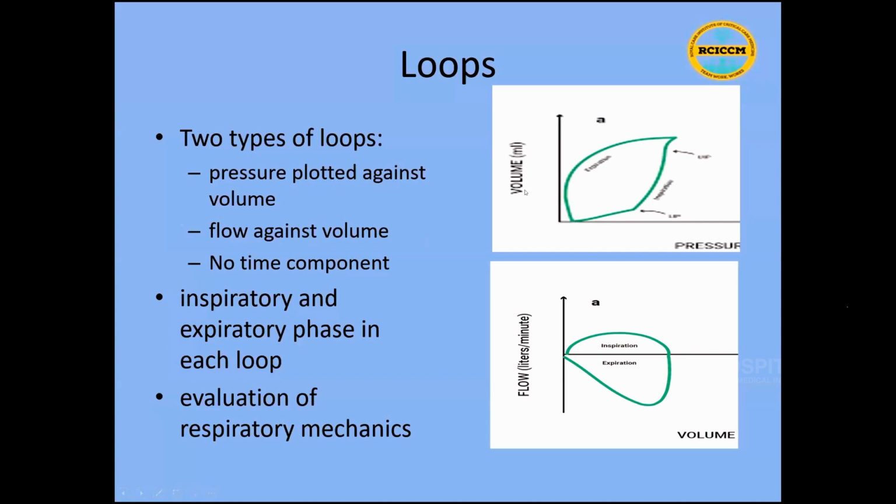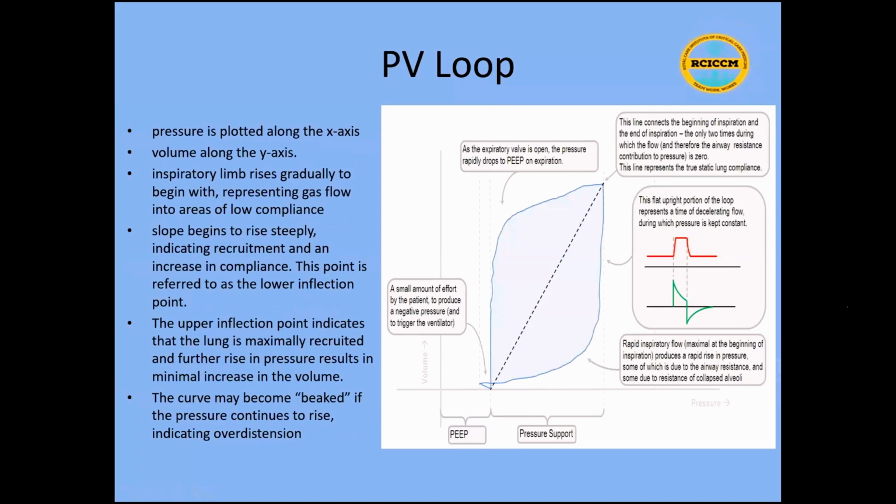So in this pressure against volume loop, you can see the inspiratory phase and the expiratory phase. And with the flow volume loop, the inspiratory phase is depicted above the x-axis and the expiratory phase is below. So one needs to be cognizant of how the inspiratory limb and the expiratory limb work in these two different loops. I'm not going to go into the details of this busy slide, the pressure volume loop. I think Dr. Ajit Kumar will later detail these loops.